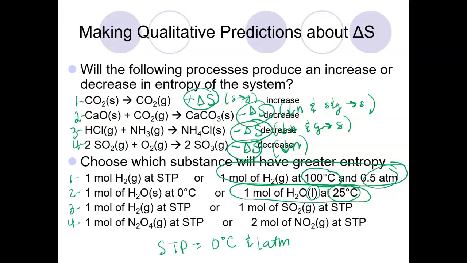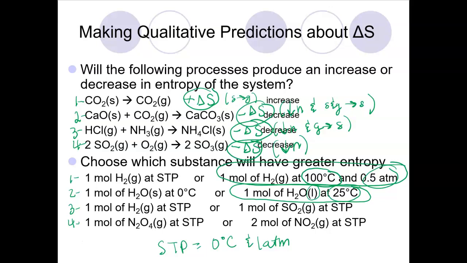Okay, number 3. 1 mole of H2 gas at STP, 1 mole of SO2 gas at STP. So states of matter. Gas, gas. Not helpful. Number of moles. 1, 1. Not helpful. Temperature, volume. They're both STP, so they're both 0 degrees Celsius and 1 atmosphere. Not helpful. Well, I'm out of things. This is when we went through all of those scenarios, we still can't answer the question.